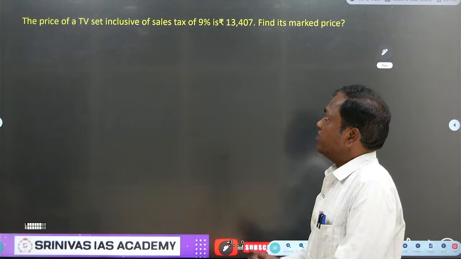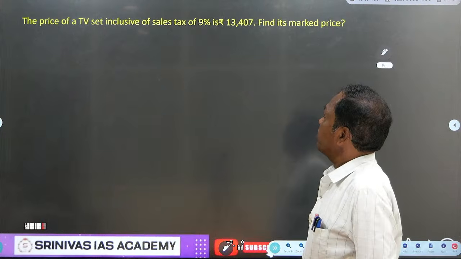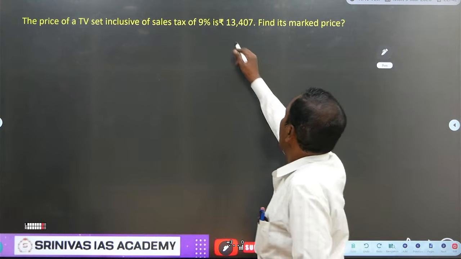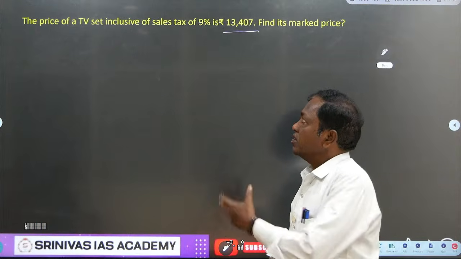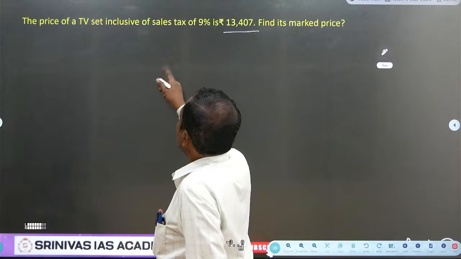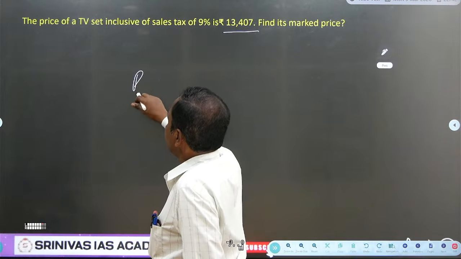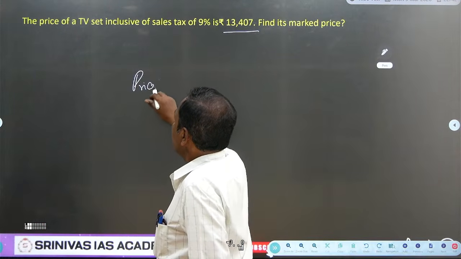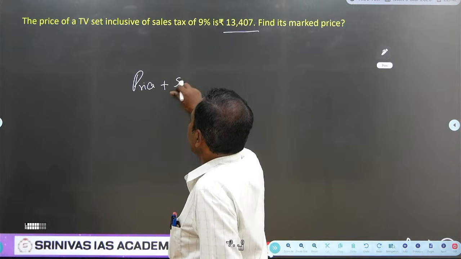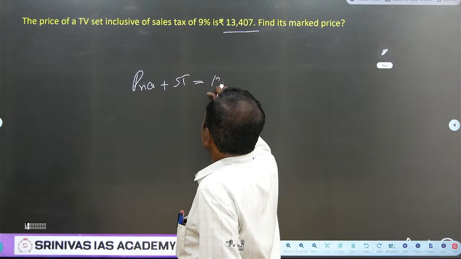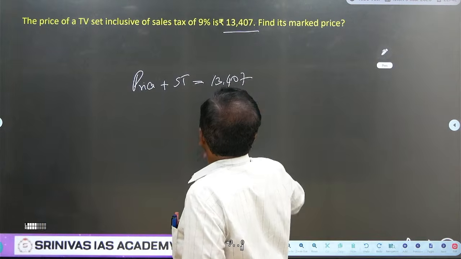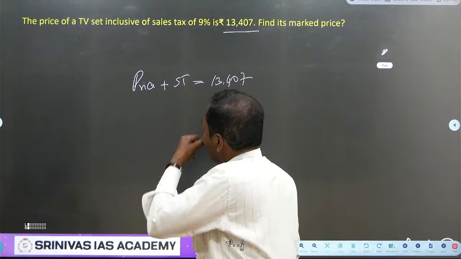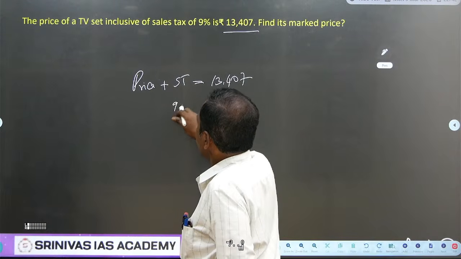The price of a TV set inclusive of sales tax of 9% is rupees 13,407. Find the mark price. The price of a TV inclusive of sales tax. Price plus sales tax is 13,407. Find its mark price. Tax is what? 9%.